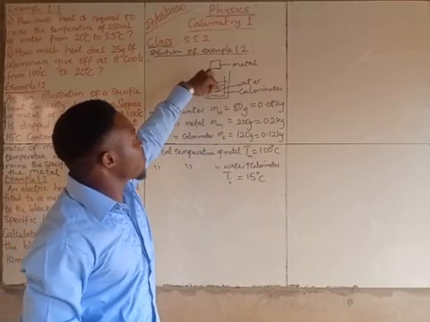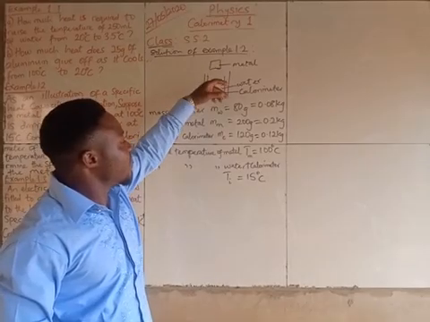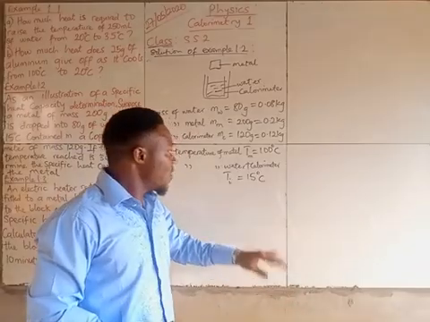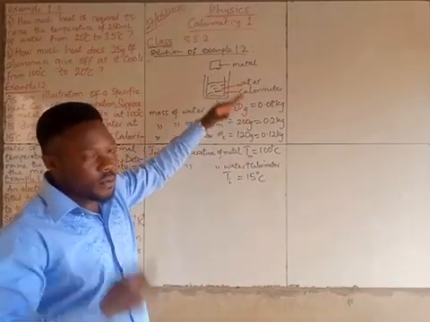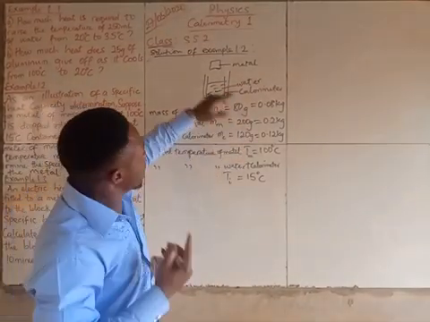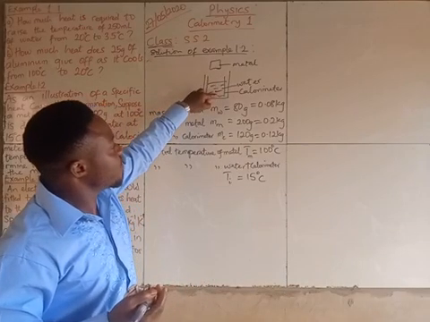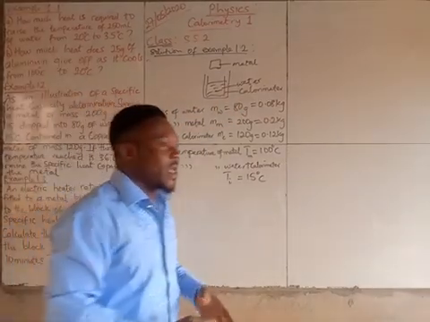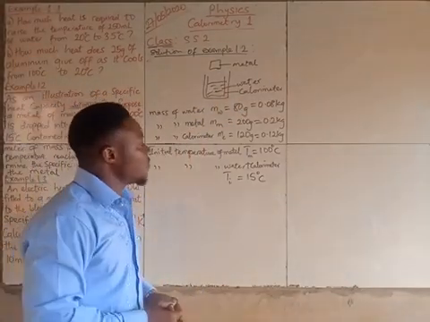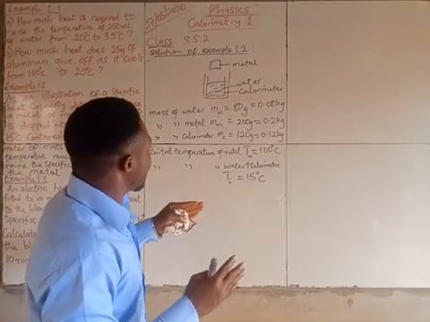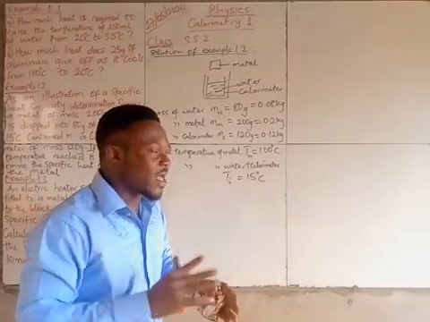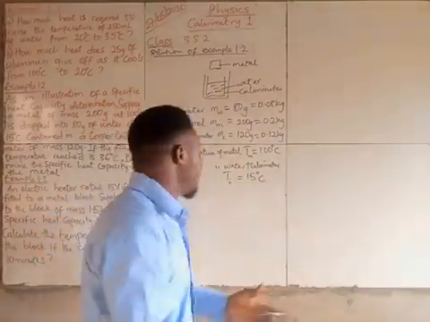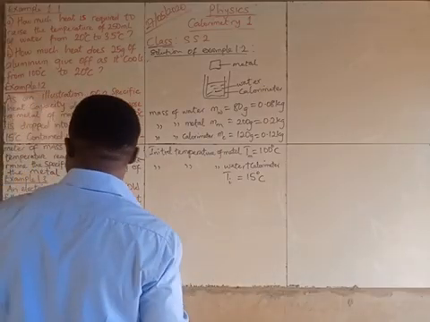Now, when this metal was dropped into this, the metal begins to lose heat, and its temperature begins to reduce, while the temperature of water begins to go up. That is, the metal loses heat, while water and calorimeter gain that heat. This will continue until thermal equilibrium is reached, which means that the metal, the water, and the calorimeter maintain the same temperature. And that temperature is the final temperature of the mixture.